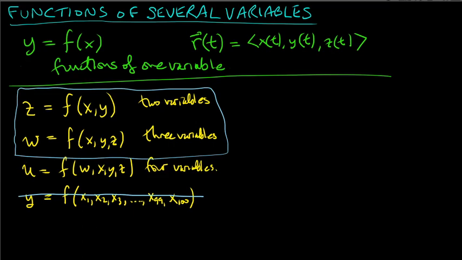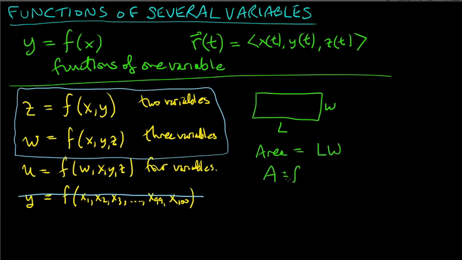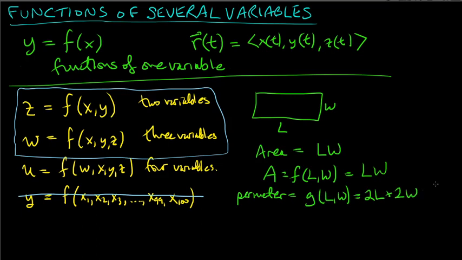And as far as examples, you've seen plenty before. If you just draw a rectangle, and you have the length and the width, and you want to calculate, let's say, the area of the rectangle, you need to multiply the length times the width. So you can think of area as a function of two variables, both L and W. In this case, it's just the product of L and W. But you can also talk about the perimeter, and that's also a function of two variables, L and W. In this case, it's 2L plus 2W for the perimeter.